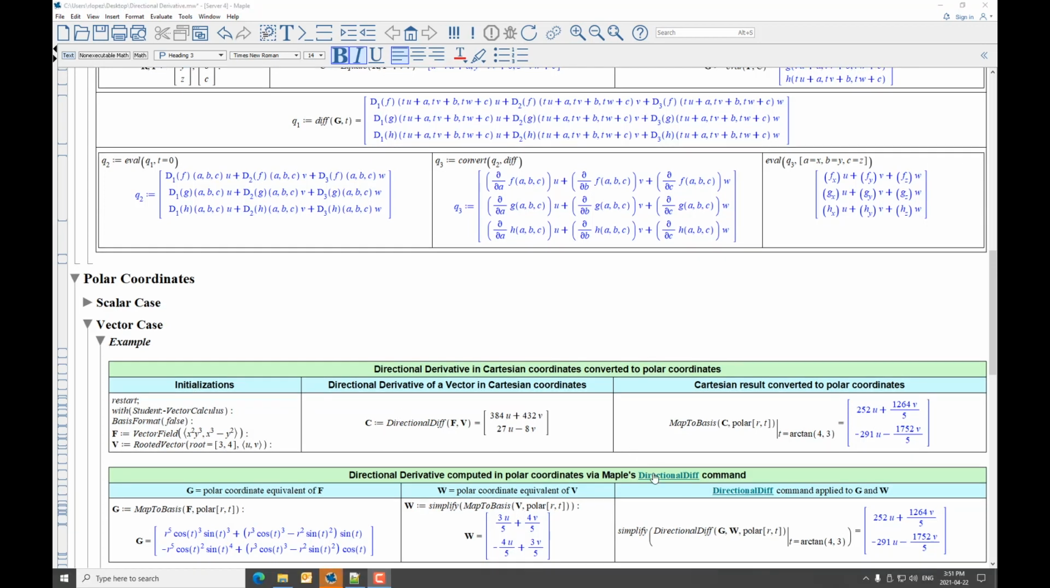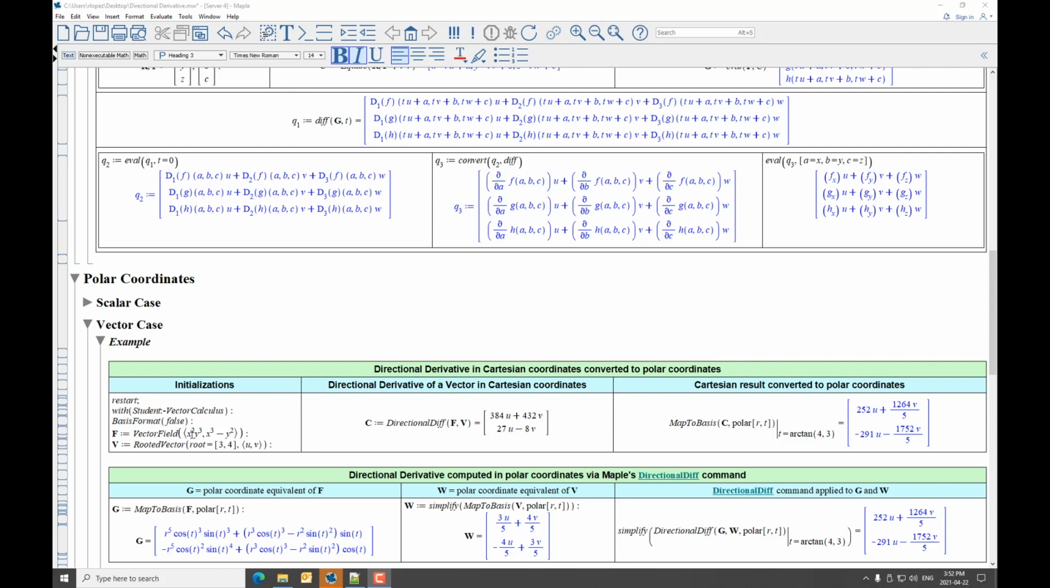Now let's try using Maple's directional diff command in polar coordinates. So let's take the vector field F, this Cartesian vector field F, over to polar coordinates. Well, you see an r to the fifth. Well, you would expect that. You're going to get an r squared here and an r cubed here, and you get an r to the fifth.